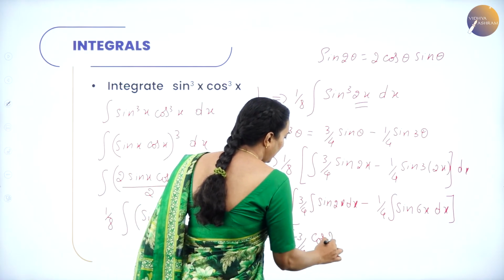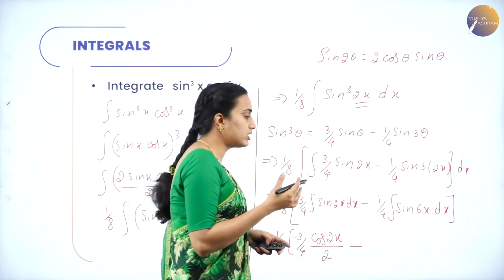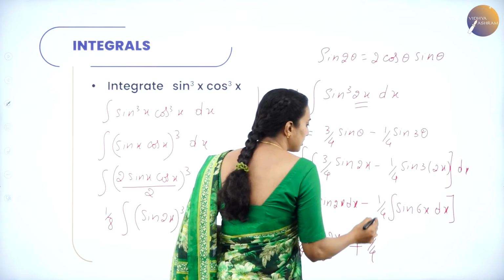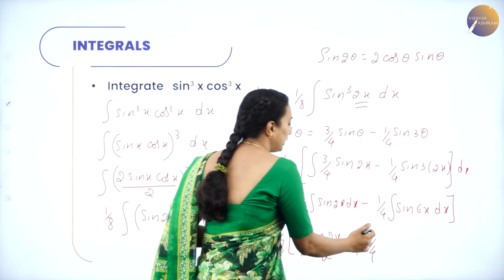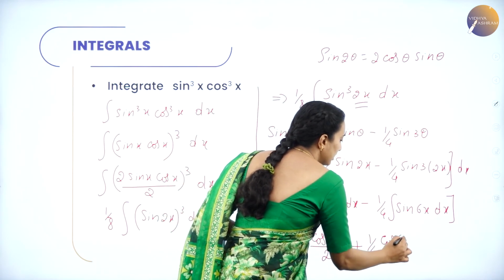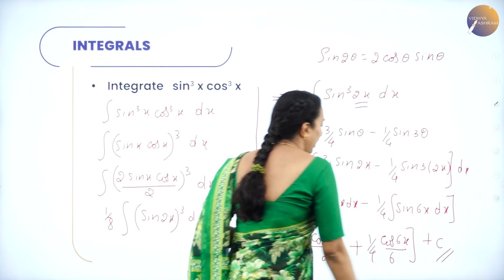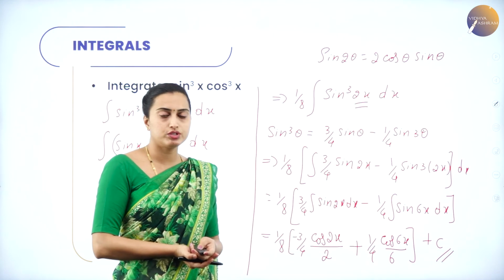So minus cos ax divided by a, minus cos again. So minus, it will become plus 1 by 4 into sin 6x is minus cos 6x by 6, minus already multiplied here, so cos 6x divided by 6 plus c. And this is your final answer. I hope you understood this one.